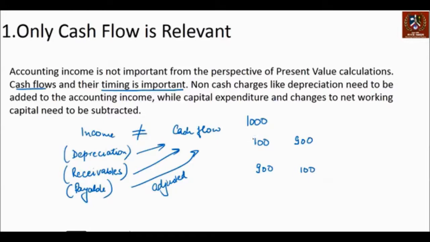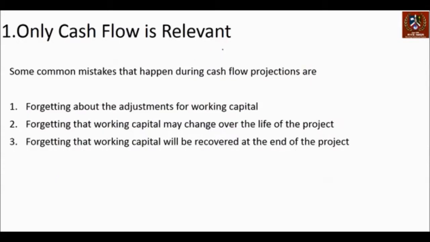This is the receiving of money, so that's the cash flow, and these are the sales. Now, in both the instances, obviously, the second one is considered to be better because the timing is important. Non-cash charges like depreciation are added to the accounting income, while capital expenditure and changes to working capital need to be subtracted. This we've already seen in other topics that we have discussed in subjects like FSA, where when we construct the cash flow, we do all these adjustments to the income.